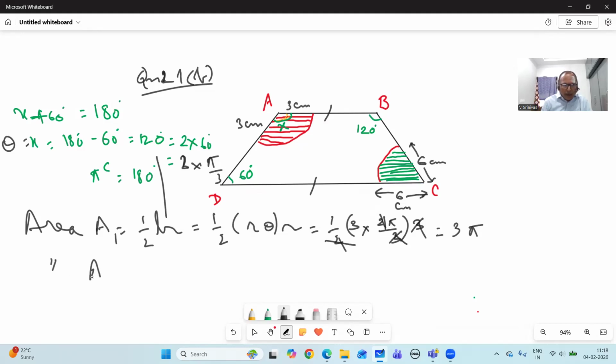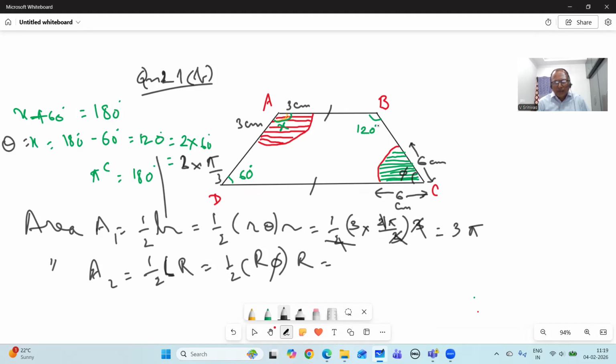Similarly, the area of the second sector is again half into LR. Let me use some other symbols because the sectors are different and the radii are different. So let me use capital L here. So this is half into, here it is capital R into, let me call the sector angle phi. So capital R into phi into capital R. What is the angle of this sector? This radius is 6 units. This radius is 6 units. Both are centimeters.